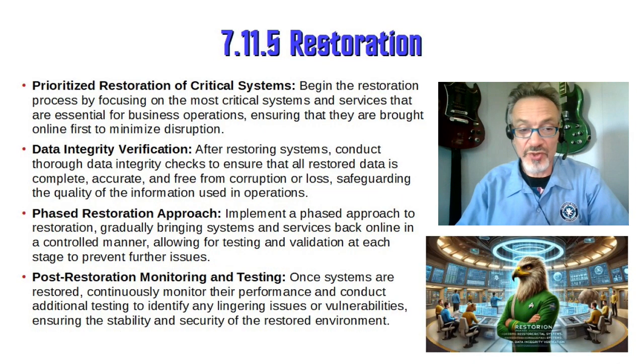7.11.5 Restoration. This is where we focus on bringing critical systems and services back online after a disaster. 1. Prioritize restoration of critical systems. The first step in restoration is to prioritize which systems to bring back online. Start with the most critical systems, those essential for business operations, and ensure they are restored first to minimize disruption.